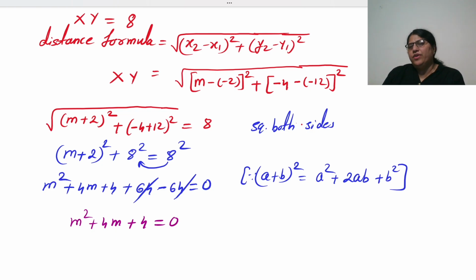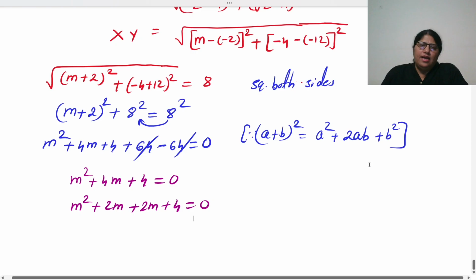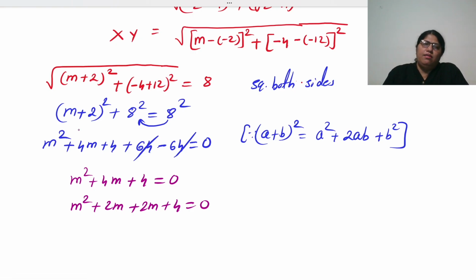Now this is nothing but a perfect square, right? So we can directly solve here. There will be two equal solutions, and we know how to do the factorization here. This is m plus 2 whole square because 8 square got cancelled, that's why we are left with only the m plus 2 whole square term. If I do factorization, m square plus 2m plus 2m plus 4, or you use the identity. So what is the value here? m plus 2 times m plus 2 equals 0. This is nothing but the two equal roots, right?